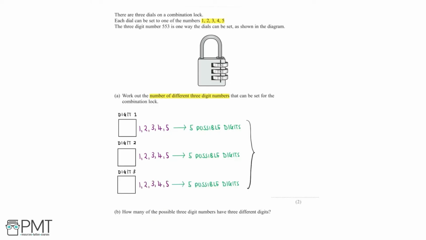And so we can now say that the number of different 3-digit numbers that can be set for the combination lock would be 5 multiplied by 5 multiplied by 5, because there are 5 possible numbers in digit 1, 5 possible numbers in digit 2, and 5 possible numbers in digit 3. And so we've found that the number of 3-digit numbers that can be set for the combination lock is equal to 125.